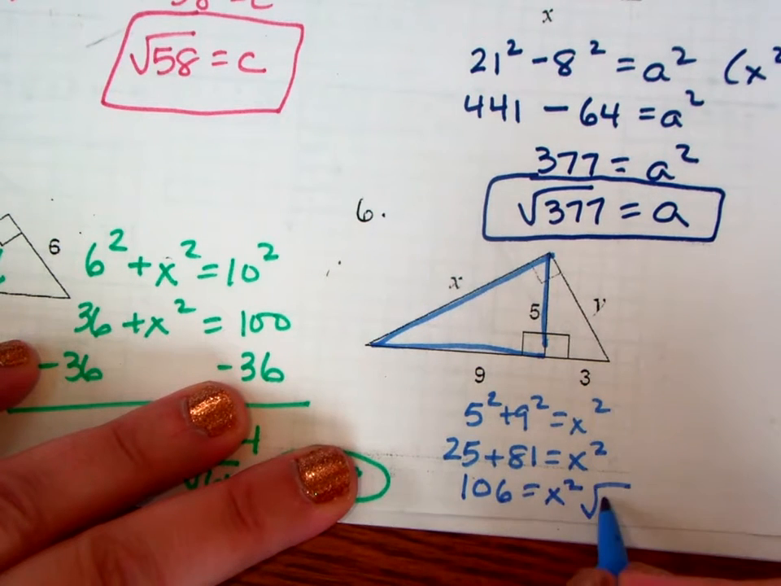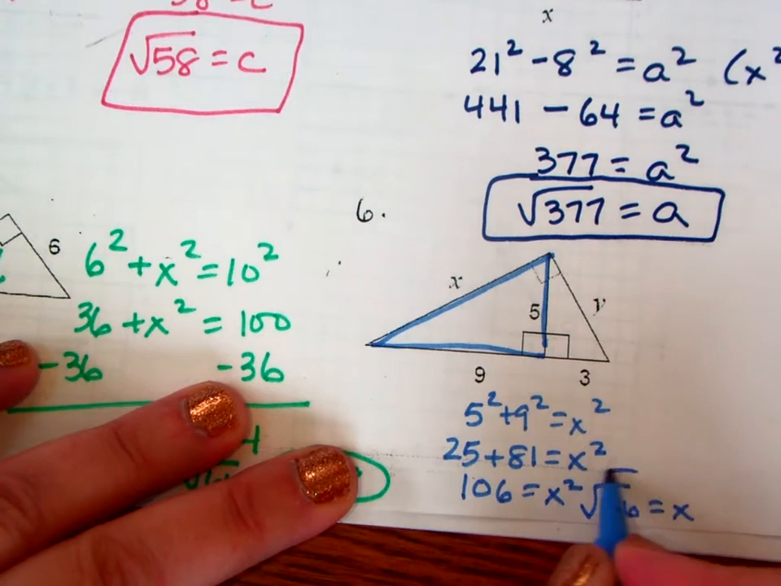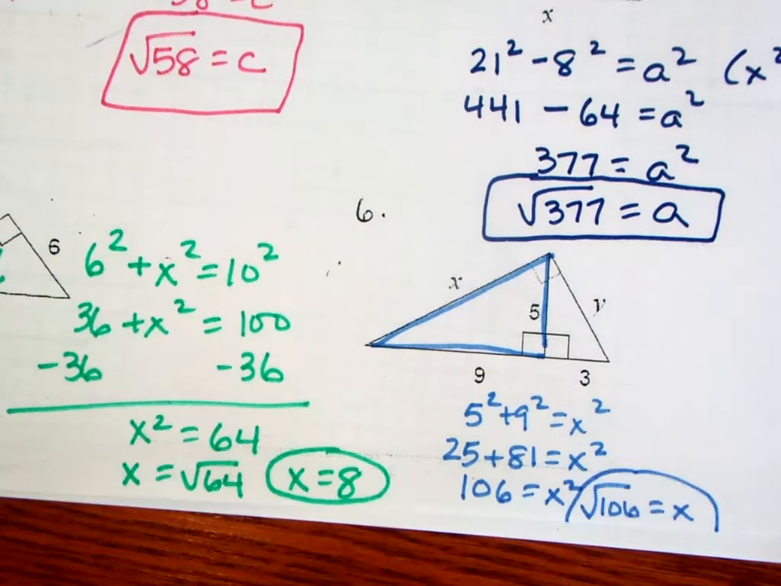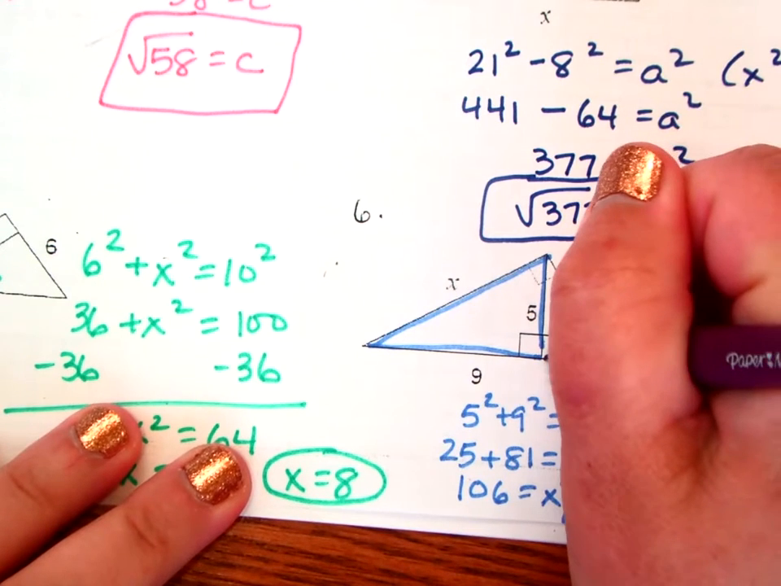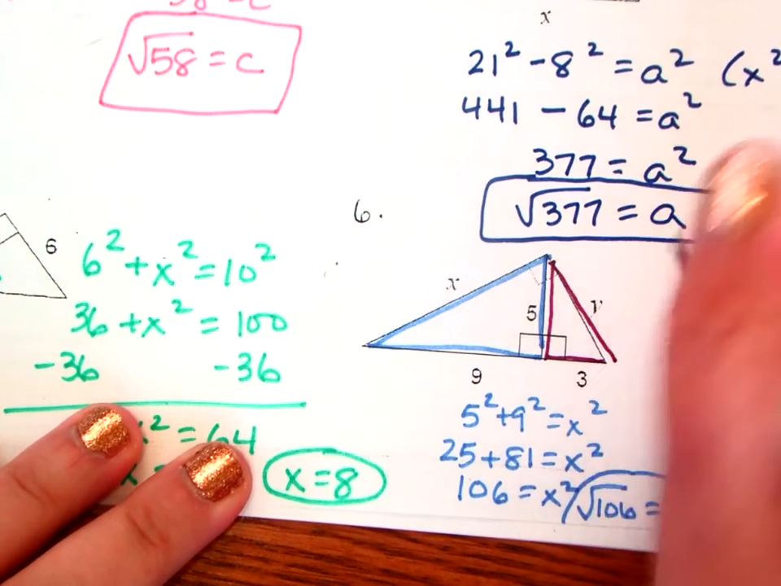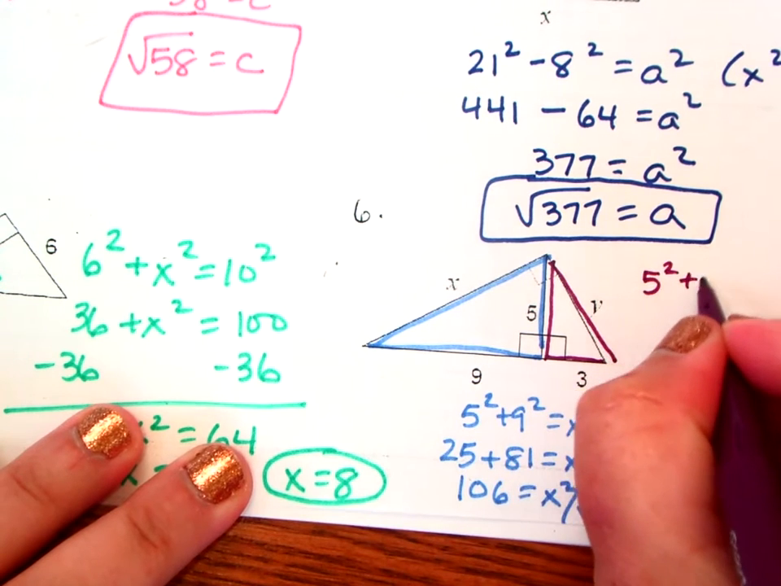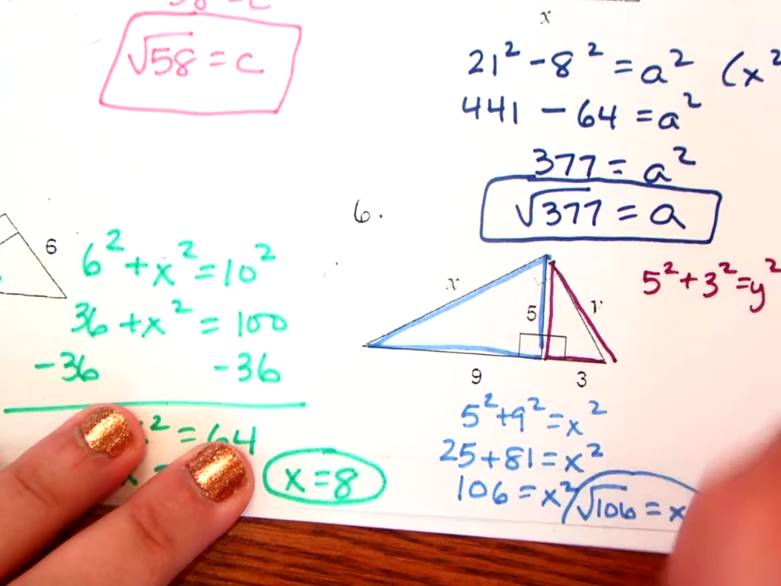Okay, so the square root of 106 is x. And then we'll just do the same thing basically over again, but with the y. So on this side, and hopefully that's clearly a different color, yep. Okay, so on this side here, we'll just do 5 squared plus 3 squared equals y squared.